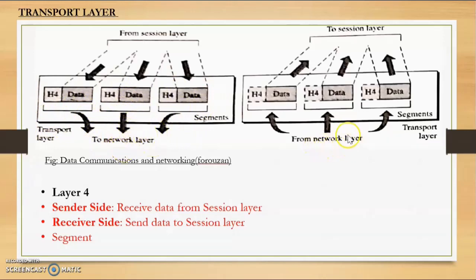Then at the receiver side, the information will be received by the network layer from the lower layers. The network layer will then pass it on to the transport layer. The transport layer will remove the information for it, that is, it will remove the headers and pass it on to the session layer. Also, we need to know that the information at the transport layer is known as segment.